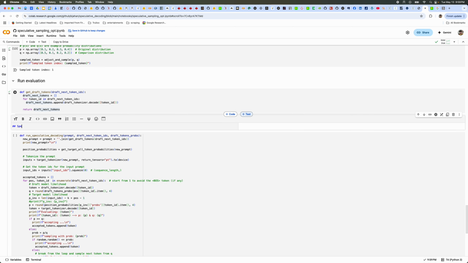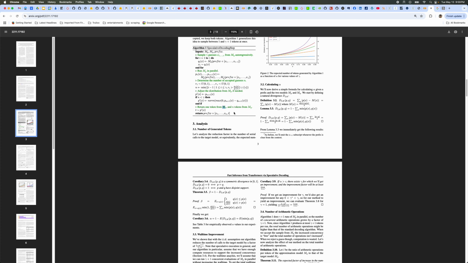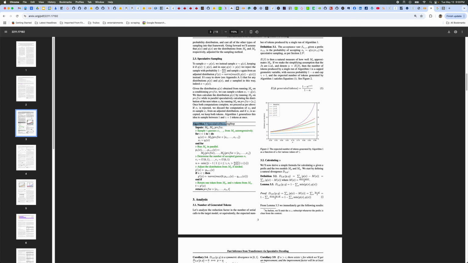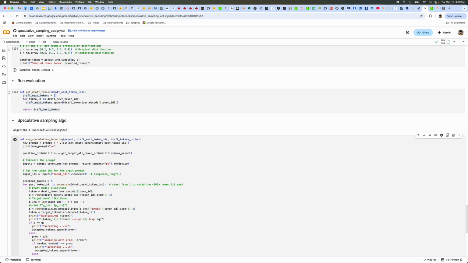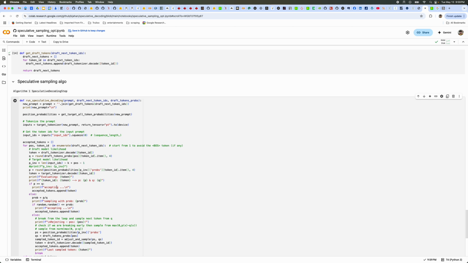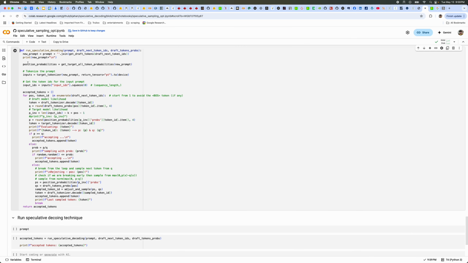Let's call this the speculative sampling algo. It essentially implements Algorithm 1 from their paper. So this is the implementation. We implemented these exact steps, and you can follow along later. We have a base prompt, the token IDs that we got from the draft model, as well as all of the probabilities from the draft model.